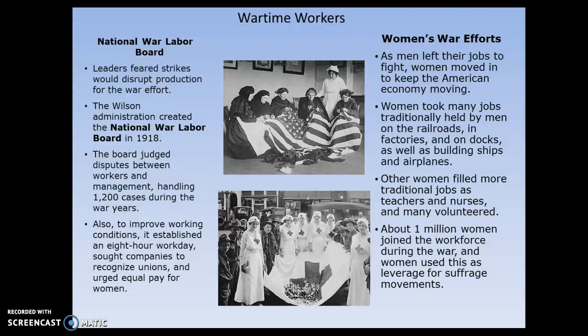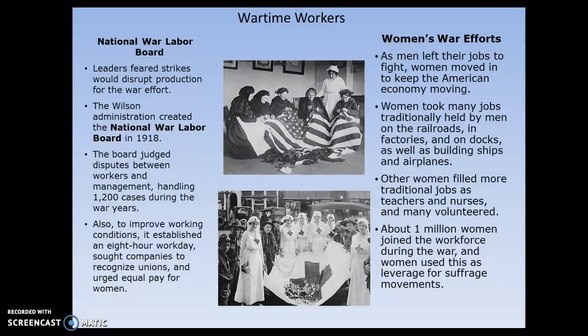So like I said, some pictures of some women workers, some wartime workers. As men left for their jobs to fight in Europe, women moved in to keep the American economy moving. Women took many jobs traditionally held by men, doing things like working on the railroads, in factories, on docks, building ships and airplanes. Other women filled more traditional jobs, doing things like teaching, nursing, and volunteer work.